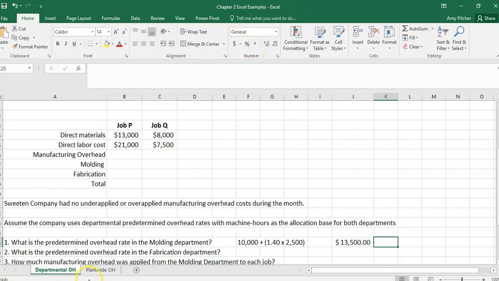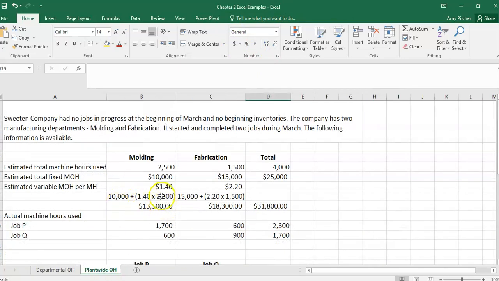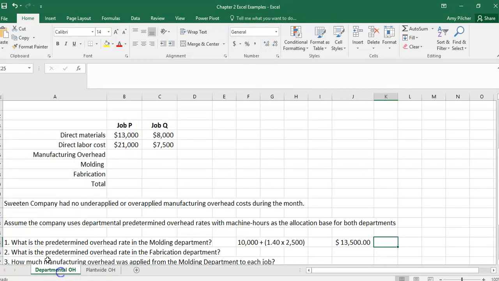$13,500, which matches what we got when we did the same thing on the previous example. We then take that divided by the number of machine hours for the department, or 2,500. So we take our total divided by 2,500, and we get a rate of $5.40 per machine hour for the fabric molding department. We do the exact same thing for the fabrication department.